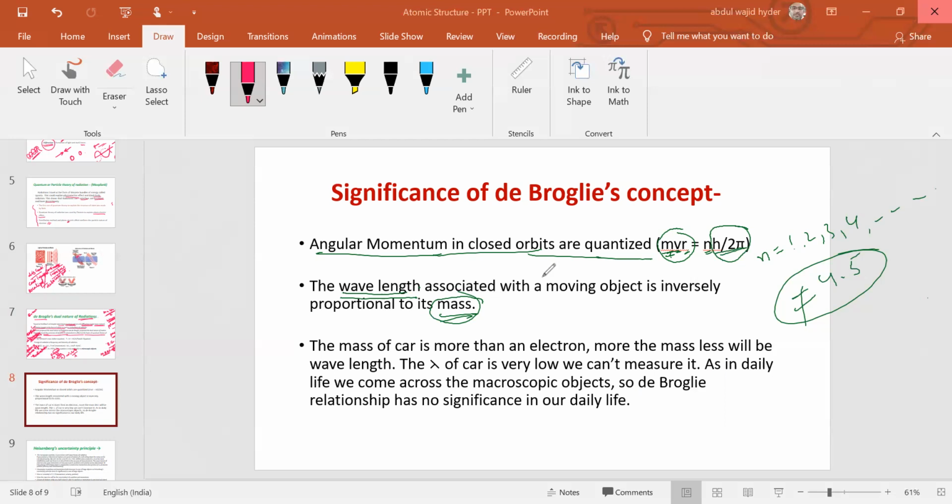So mass is less, so wavelength is more, meaning the distance covered will be more. That is what is written here, that the wavelength associated with a moving object is inversely proportional to its mass. If mass is large, then wavelength will be very, very less. That's why it was said in the starting that it is only applicable to microscopic objects. In microscopic objects, mass will be less, so the distance traveled will be more and you can observe it easily. But if mass is more, then the distance traveled will be less and you won't be able to observe it properly. That's the reason.